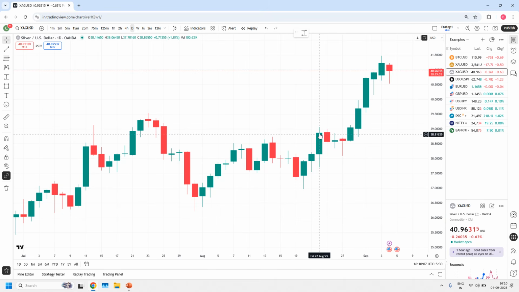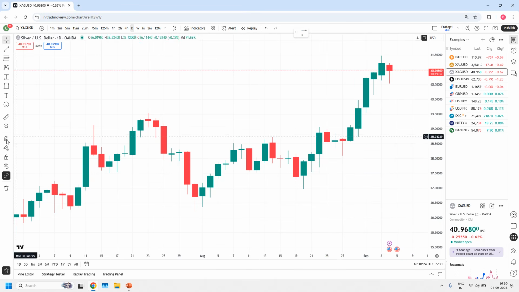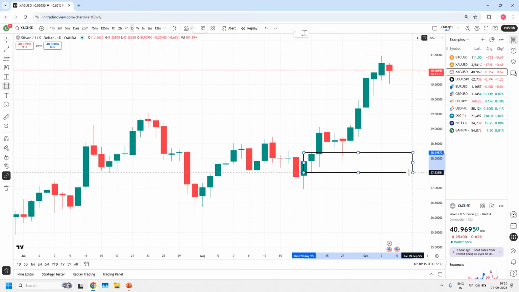Yes, here we have seen an institutional imbalance. Earlier price moved in a narrow range. Yes, this is the area where price moved in a narrow range, a small range. Let me draw. See, this is the area. Price moved in a balanced way. And this imbalance all of a sudden confirmed there is an institutional participation here.